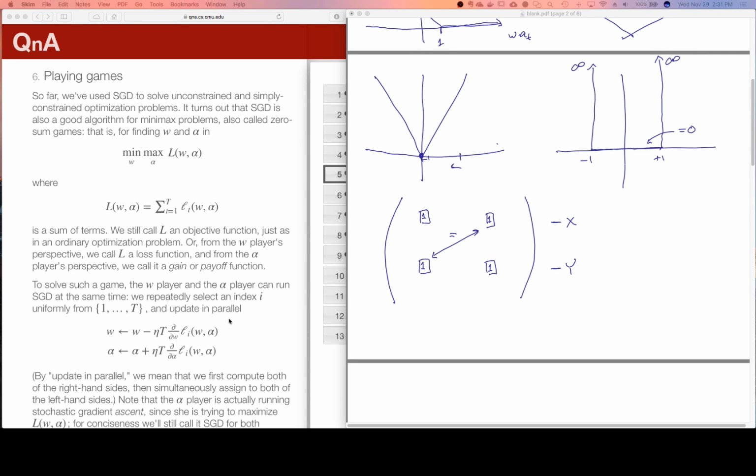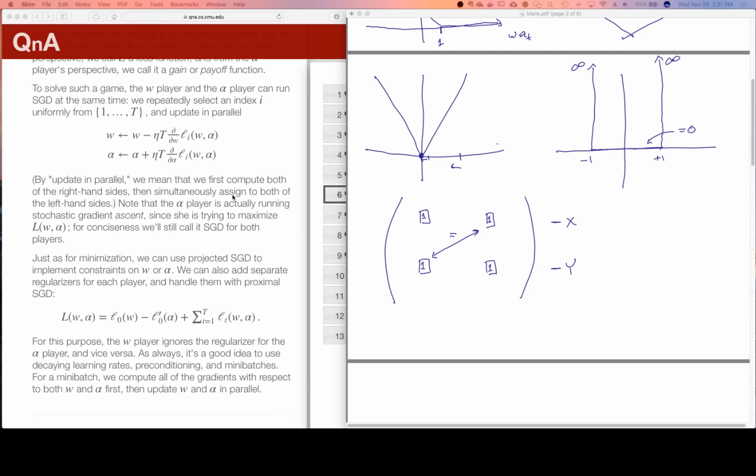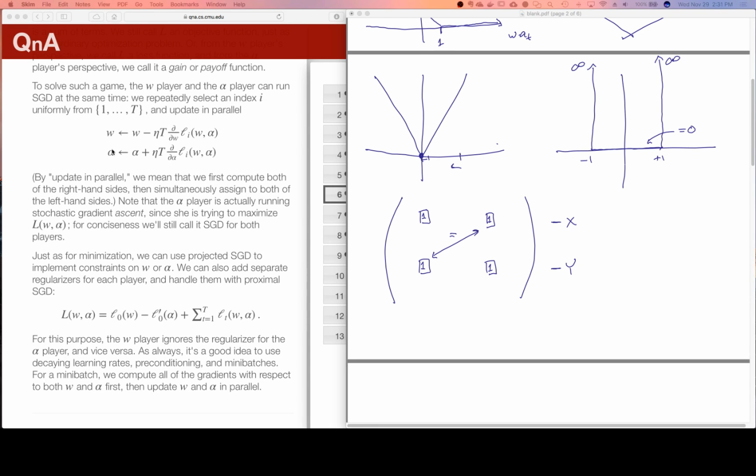And so what does the stochastic gradient descent update look like? In parallel, you want to update W by subtracting a multiple of the gradient, and update alpha by adding a multiple of the gradient. And I used the convention here of factoring t out of the learning rate, but you can also, as with SGD, use the convention that t is just included in the learning rate. So this factor of t might be present or absent. It's just a convention.